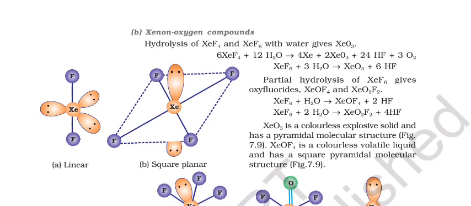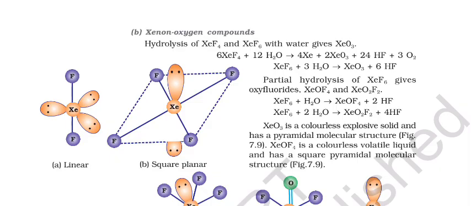Xenon oxygen compounds. Hydrolysis of XeF4 and XeF6 with water gives XeO3. 6XeF4 plus 12H2O gives 4Xe plus 2XeO3 plus 24HF plus 3O2. XeF6 plus 3H2O gives XeO3 plus 6HF. Partial hydrolysis of XeF6 gives the oxyfluorides XeOF4 and XeO2F2. XeF6 plus H2O gives XeOF4 plus 2HF. XeF6 plus 2H2O gives XeO2F2 plus 4HF.